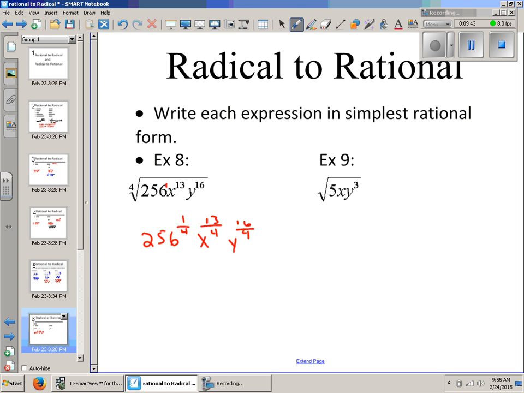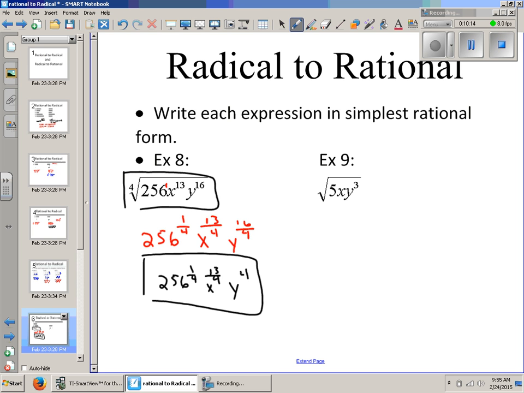Now let's look at all my exponents. Can I reduce 1/4? No, I cannot. Can I reduce 13/4? No, I cannot. Can I reduce 16/4? Yes, I can. 16 divided by 4 is 4. So I want to make my exponents as simple as I can. And there's my final answer. And we can check. Go back and store a number for x and y. Put the problem in. And then put my answer in and see if they are the same.